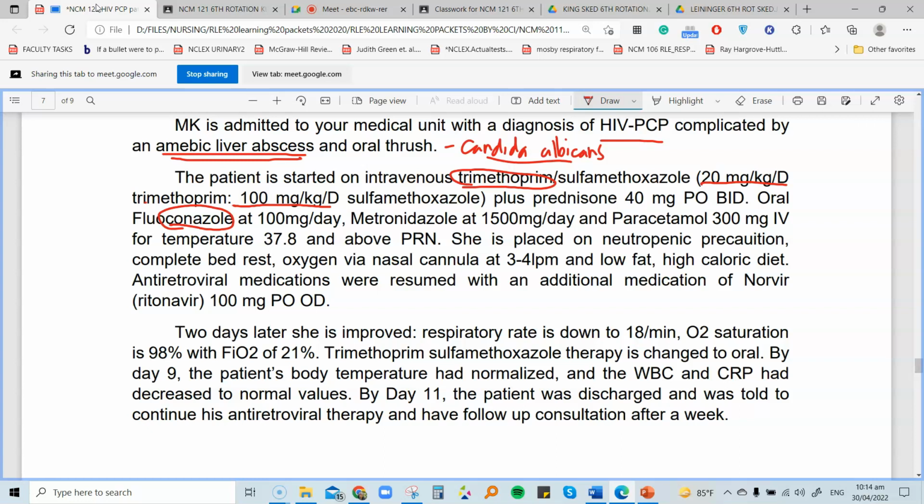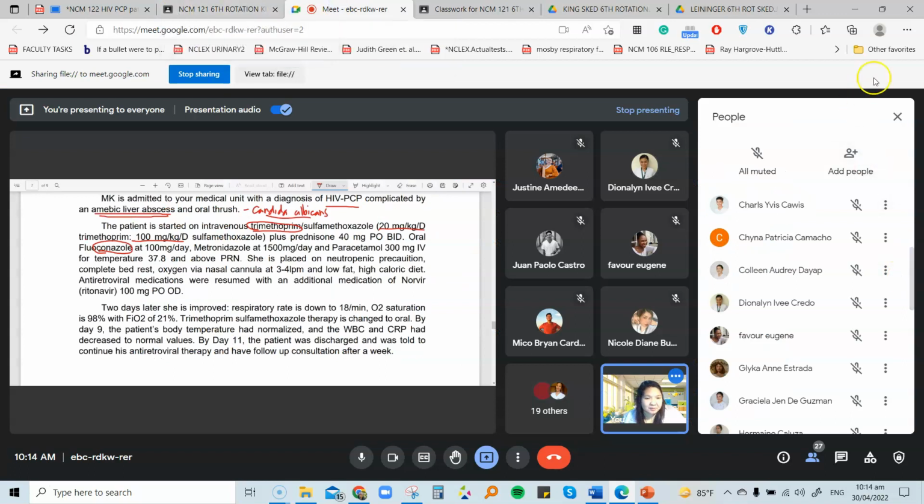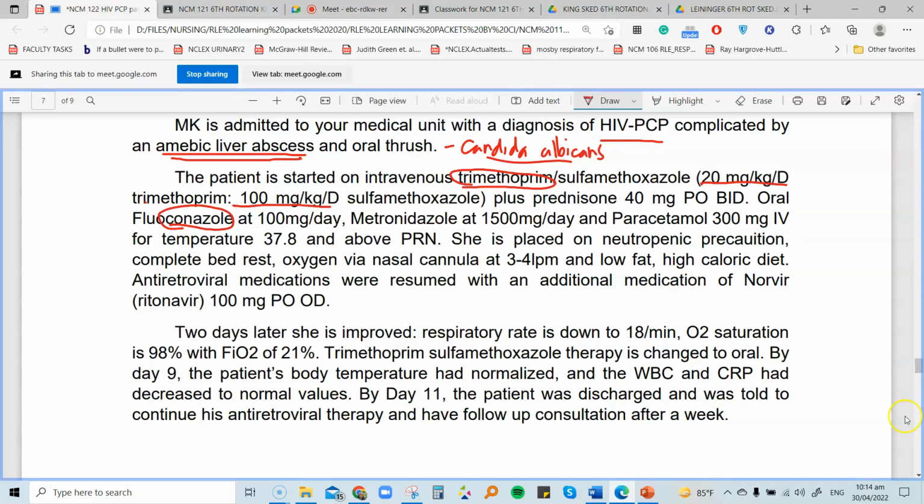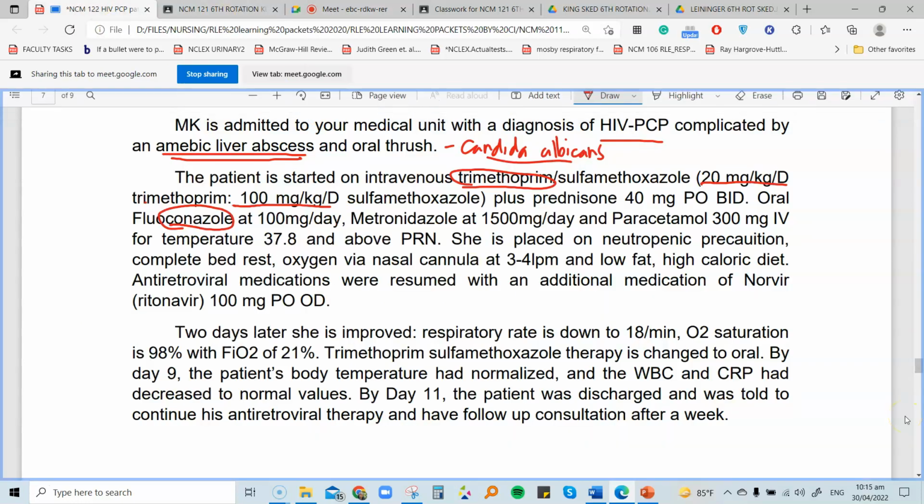Call a friend, Miss Credo. You call a friend. Sige. Yes, Miss... Oh, Miss Dakanay daw. Hello, Miss Dakanay. Are you here? Oh, anong sagot? Diyan sa diagnosis that you could see, what is your fluconazole for? Candida albicans, that's your oral thrush.